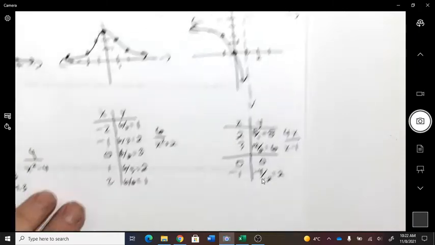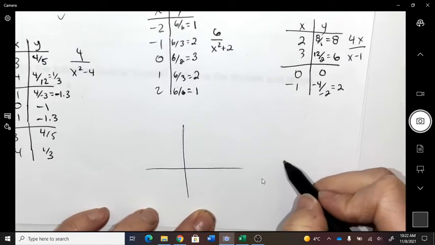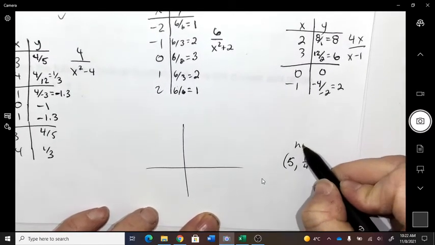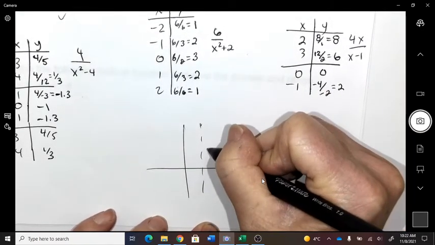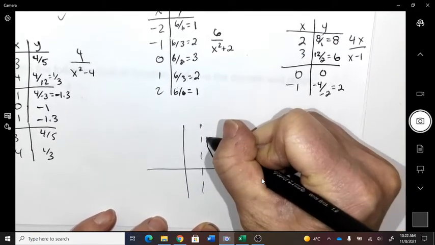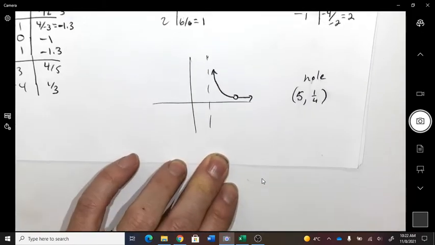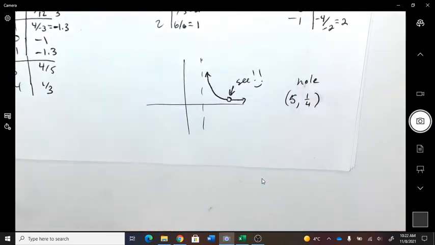Okay, just a side note here. Let's say I had a hole at 5, 1/4. And I had a graph. Make sure I can see it if you do have to do it on the test. Okay, got it? You might have to graph a hole, that's what it would look like.